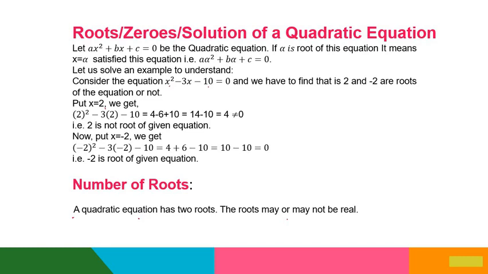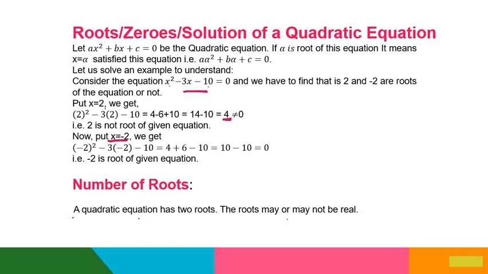To understand this, we again consider an example. Let us consider the equation x² − 3x − 10 = 0, and we have to find whether 2 or −2 is a root of the quadratic equation. Now to do this, we just put x = 2 in the given equation. When we put 2 in the given equation, we get 4, which is not equal to 0. It means it does not satisfy the equation, and that's why 2 is not a root of the equation.